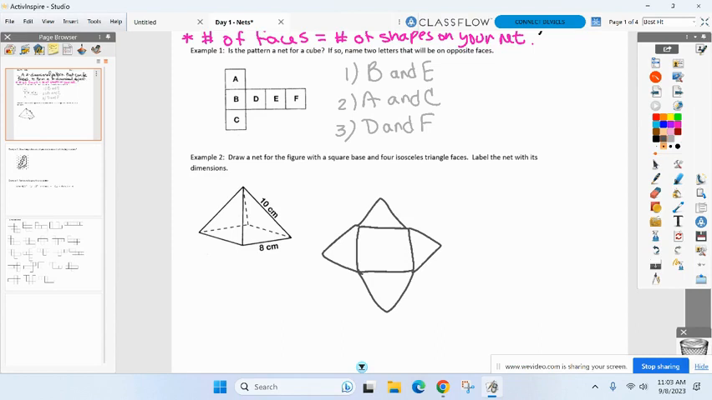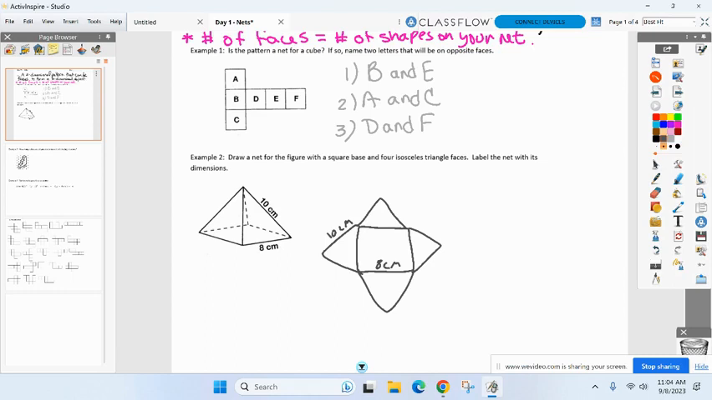Are you done? Well, no, label the net. Wait, I need to label all of them. No, you do not. I asked if he was done. Even if it doesn't say it in the directions, if your three-dimensional object has units, so does your net. You do not have to label each edge, but the ones that are given should be labeled. Just keep that in mind, everyone.